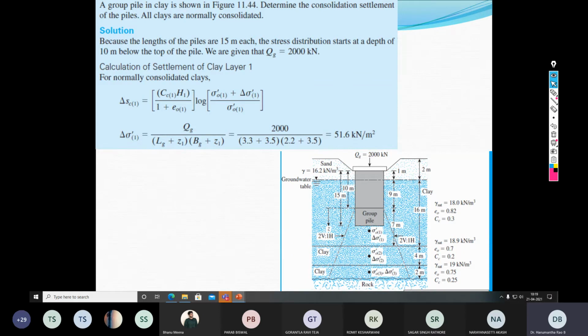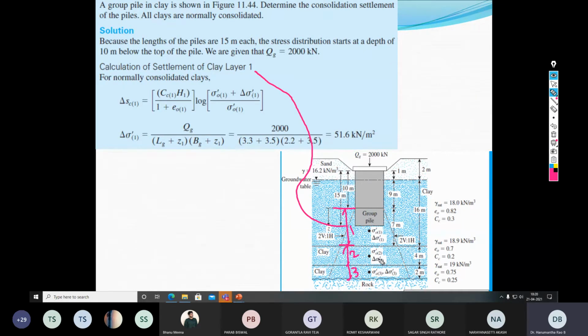Now, in the previous slide I demonstrated that there are 3 clay layers which undergo the consolidation. So this is clay layer 1, this is layer 2, and this is layer 3. The thickness of layer 1 is 7 meter. The thickness of layer 2 is 4 meter. The thickness of layer 3 is 2 meter.